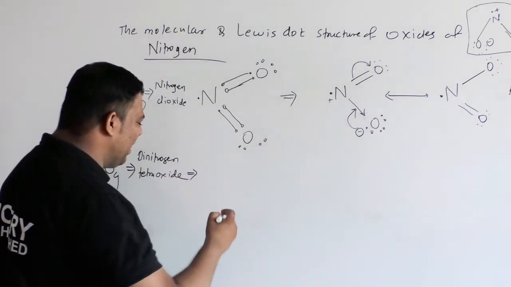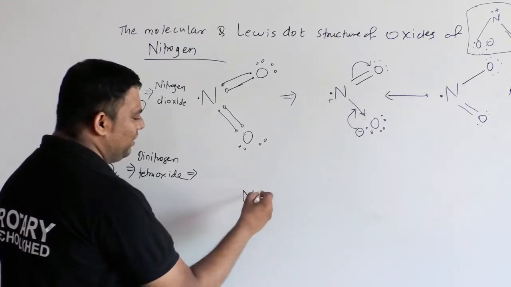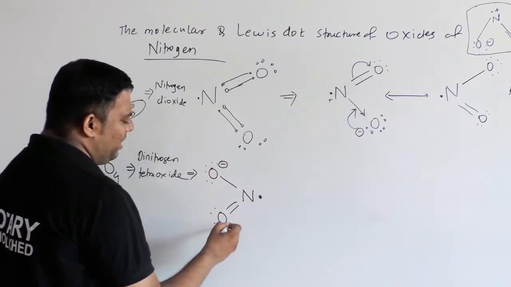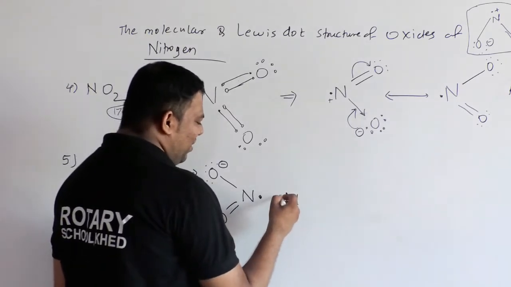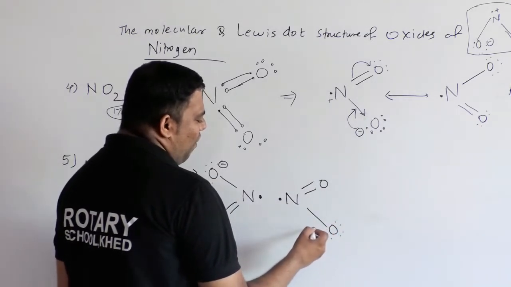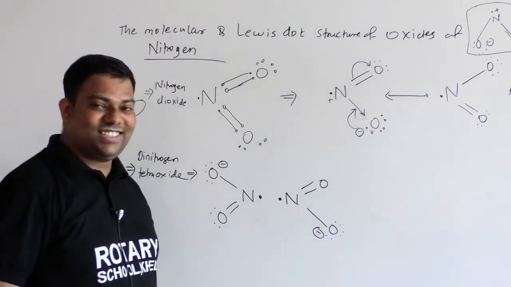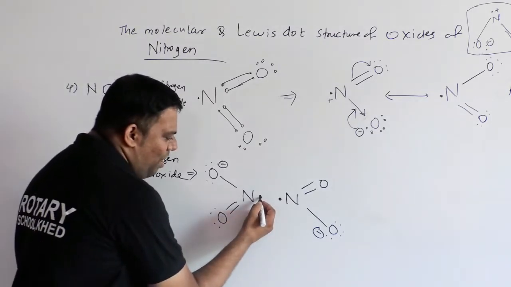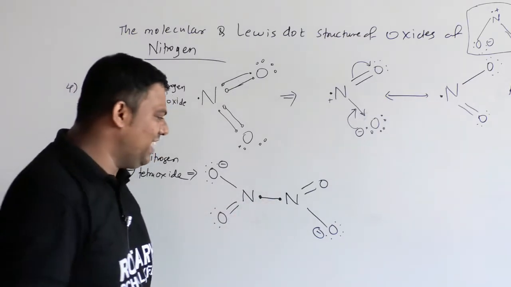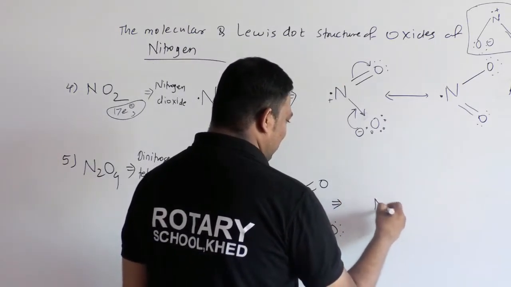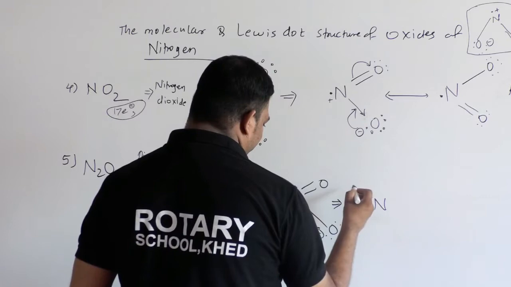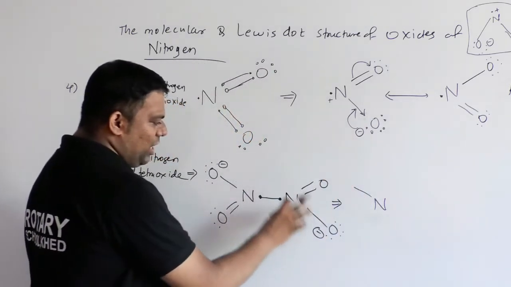Same, with the help of that only we can write easily. See here, this N, with this oxygen doubly bonded, and another NO2 like this. Suppose I write it, now what you will get: the unpaired electrons form a bond between this N and N, and you will get this structure, N2O4. Together we call it N2O4.